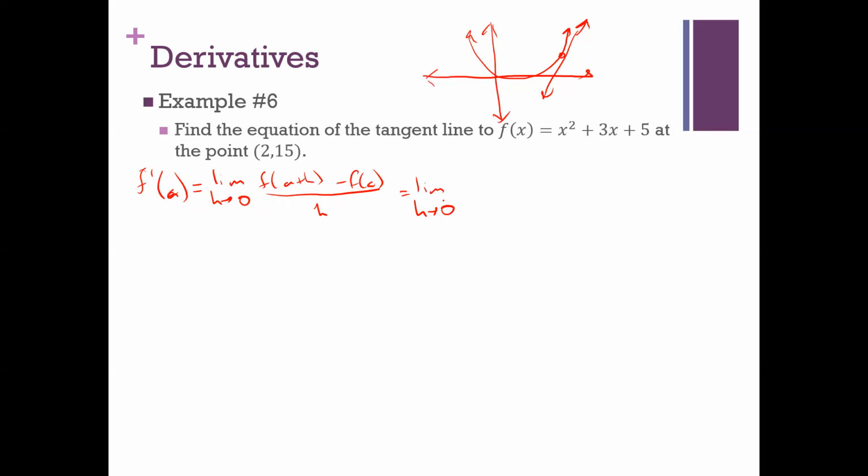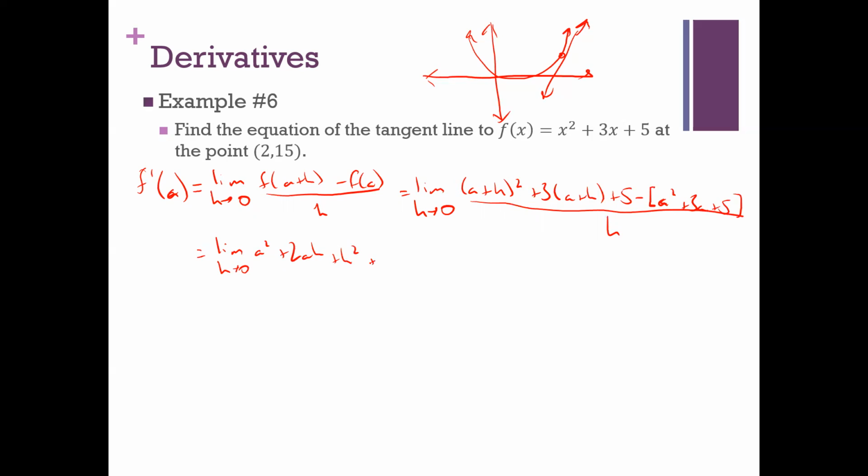Please stop me if you need to, otherwise I'm going to run through a couple of steps. So this will be a plus h squared plus 3 times a plus h plus 5 minus a squared plus 3a plus 5. I'll expand all this stuff out. So a squared plus 2ah plus h squared plus 3a plus 3h plus 5 minus a squared minus 3a minus 5 all over h.